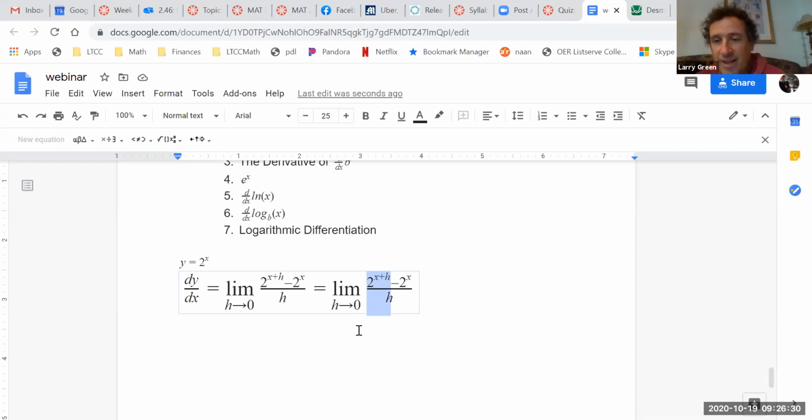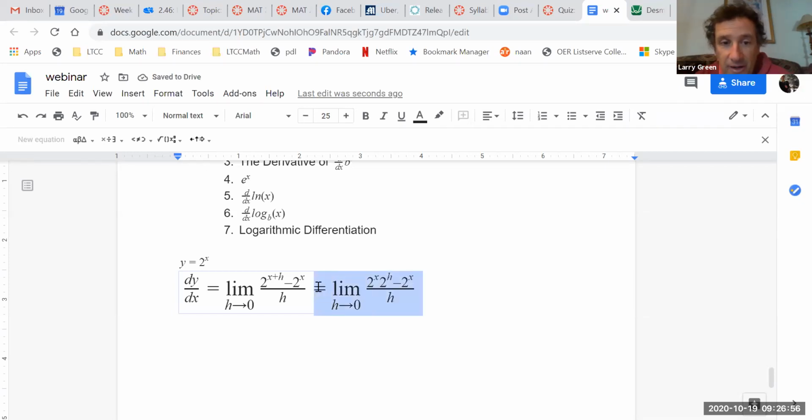So I'm focusing right there. Remember the algebra? It's not calculus, it's algebra. That'd be like 2 to the x plus 2 to the h, or times 2 to the h, I mean. Times 2 to the h, good. So that was a little algebra rule. So let's do that. We can write that as 2 to the x times 2 to the h.